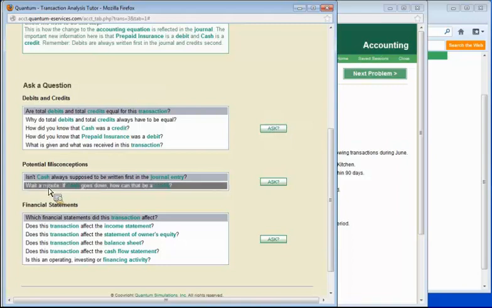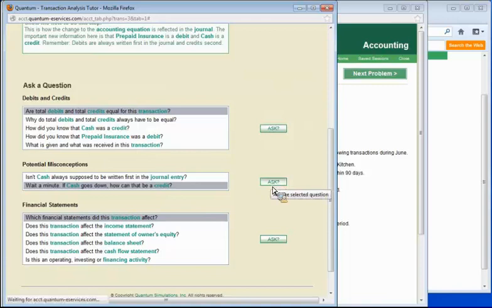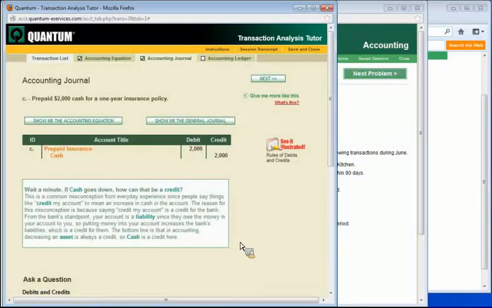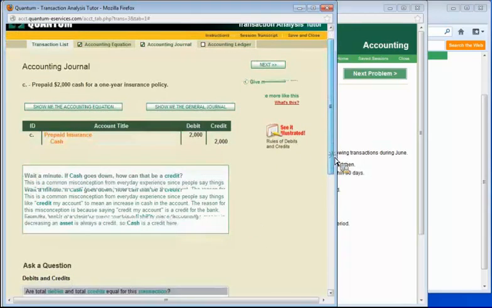So I can ask a question, you know, wait a minute, if cash goes down, how can that be a credit? And this is a good question because it points to something that's important. We talk about students having prerequisite knowledge coming into a course, and a lot of times for beginning students, their prerequisite knowledge is basically their experience with the bank or with a credit card. And so their definition of debits and credits is different than the definition in accounting. So we have those kinds of questions that students can ask to help clarify.